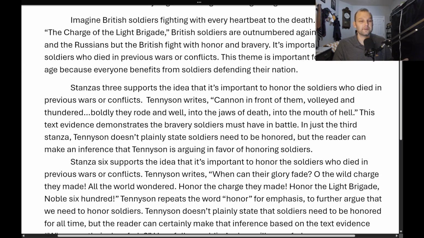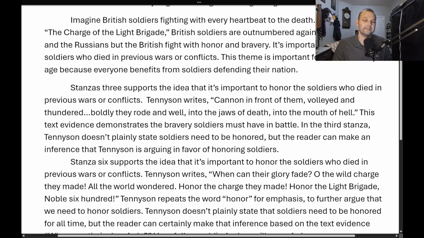Stanza 3 supports the idea that it's important to honor soldiers who died in previous wars or conflicts. So we know this whole body paragraph is going to analyze stanza 3 and how stanza 3 supports that main theme of how we need to honor soldiers. Tennyson writes, quote, "Cannon in front of them volleyed and thundered. Boldly they rode and well into the jaws of death, into the mouth of hell." This text evidence demonstrates the bravery soldiers must have in battle.